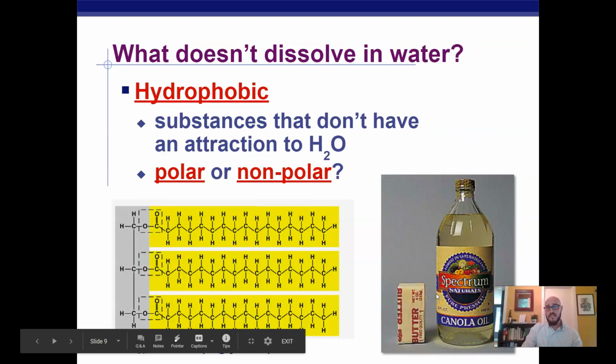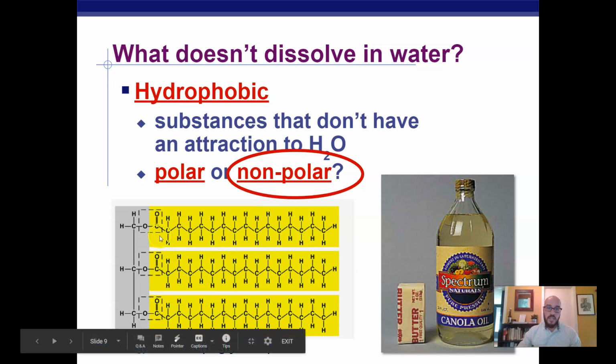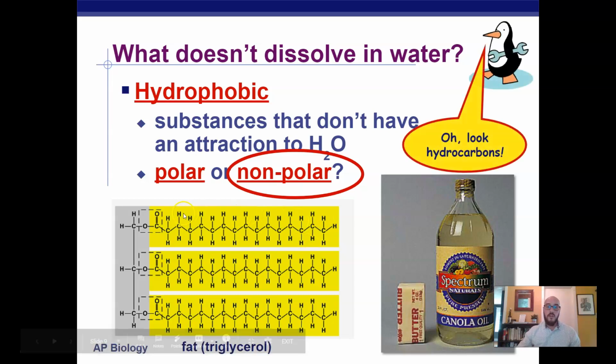All right, what doesn't dissolve in water? Anything that is hydrophobic. So if you pour oil into water, they separate, they do not mix well, and that simply is because you have these long chains of hydrocarbons, all right, that are not charged. Therefore, they don't really care that oxygen is negative and the hydrogen is positive. It doesn't matter to them, all right, because they are not charged themselves, so it doesn't really affect what they're doing.